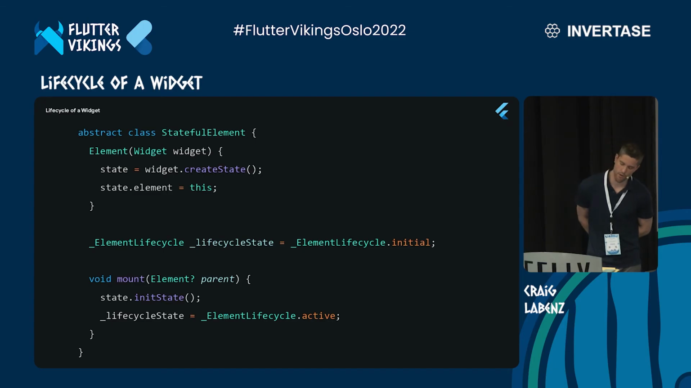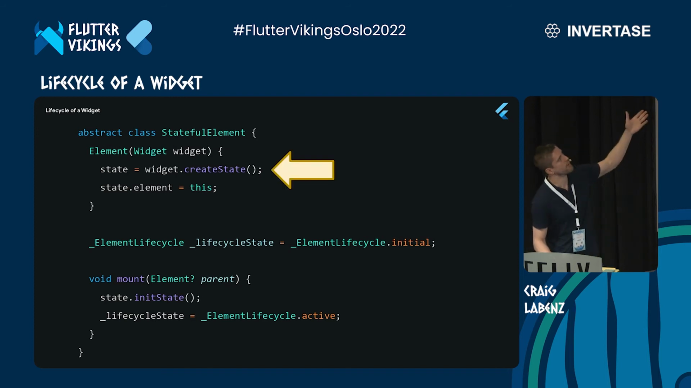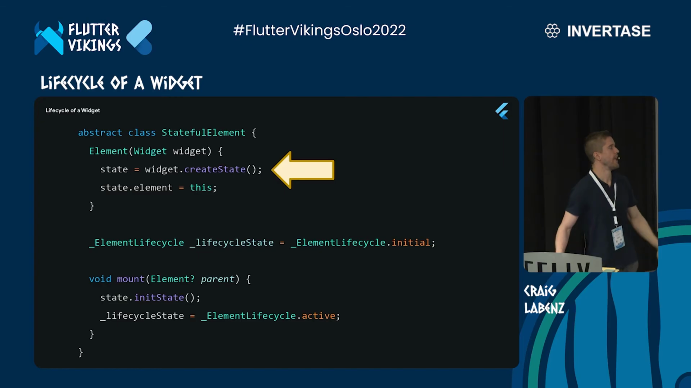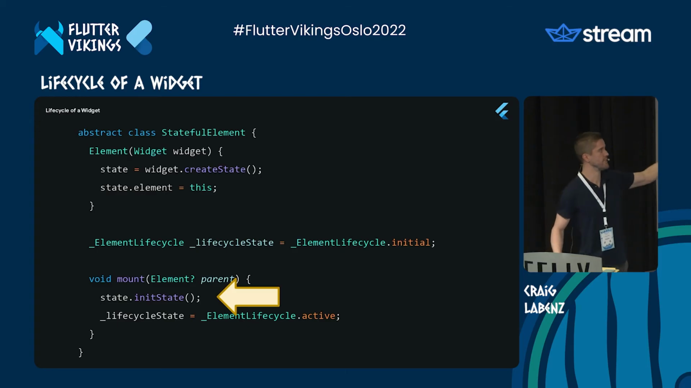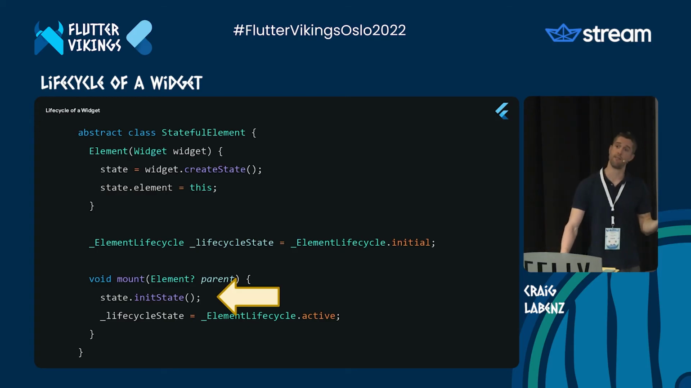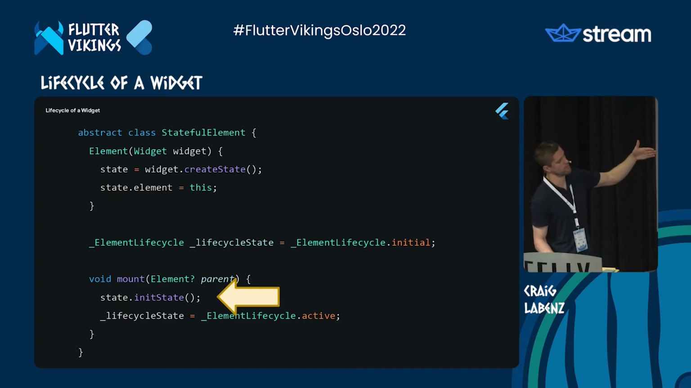So this pseudocode shows some of the lifecycle tracking stuff inside the instantiation of a new stateful element. We see in its constructor, that same setup that we were looking at earlier, widget.createState is called. We see the initial state is actually initial in the middle. And then ultimately the mount method is called once this element is inserted into the tree. And we see a familiar face here, state.initState. That's where this is called. And then also the state is finally upgraded to active.